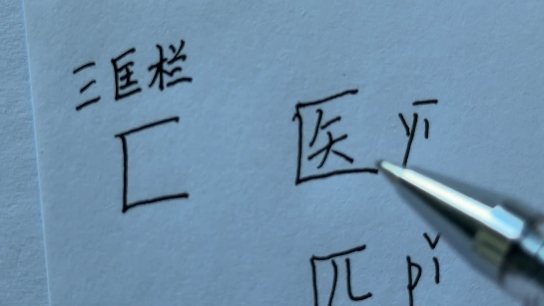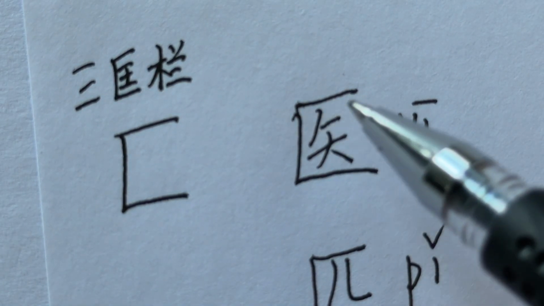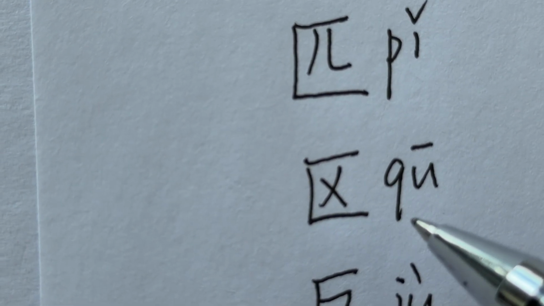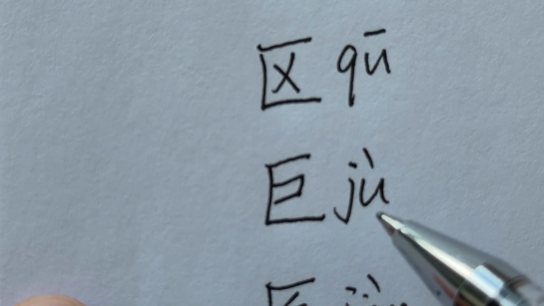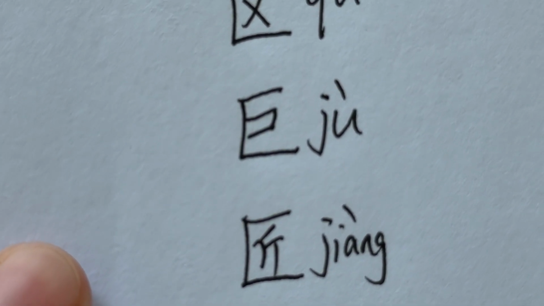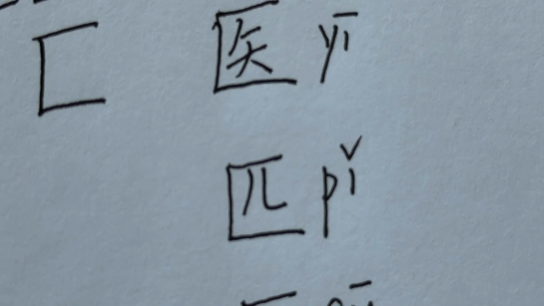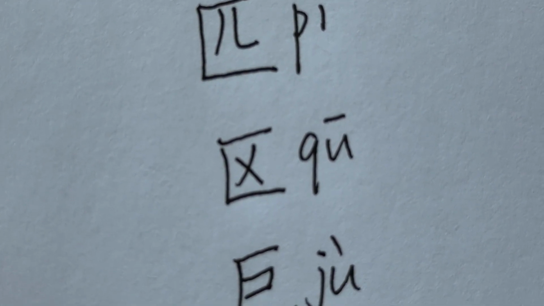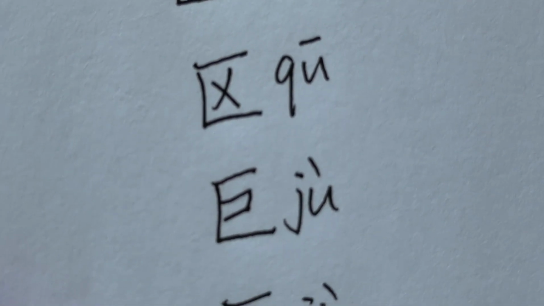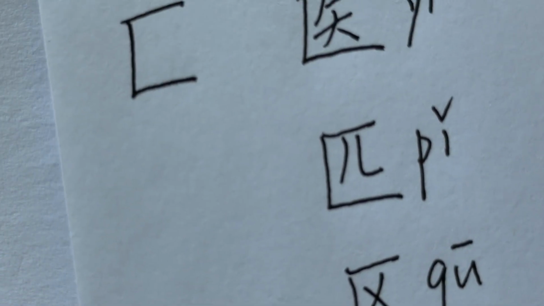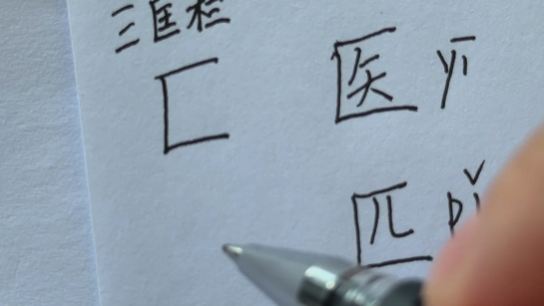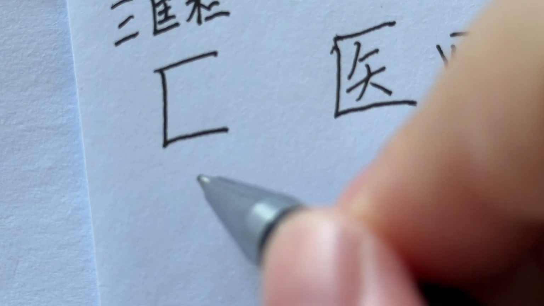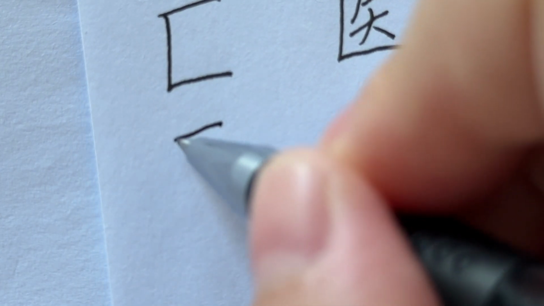Let's take some examples. 一痞区巨将. All these words have a half-frame structure wrapped by the three-sided frame radical. Now follow my hand movement to write the standard strokes of the radical. 三框栏.